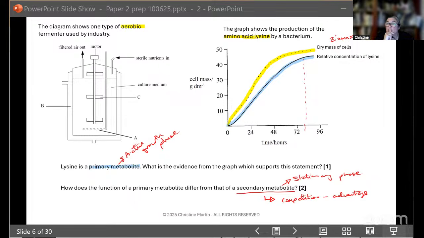Yes, Zach, absolutely. So it's not essential for the active growth, but it is something that is produced. Yes, it is available for afterwards, Zara.